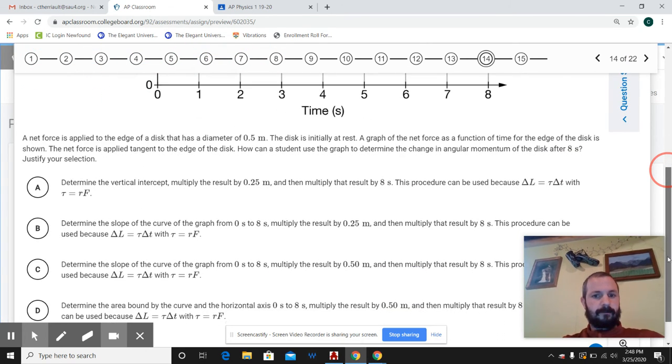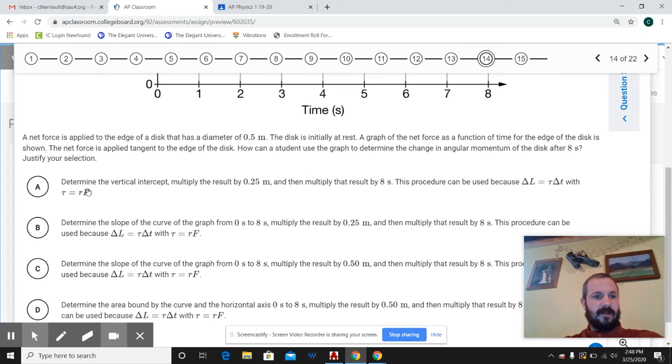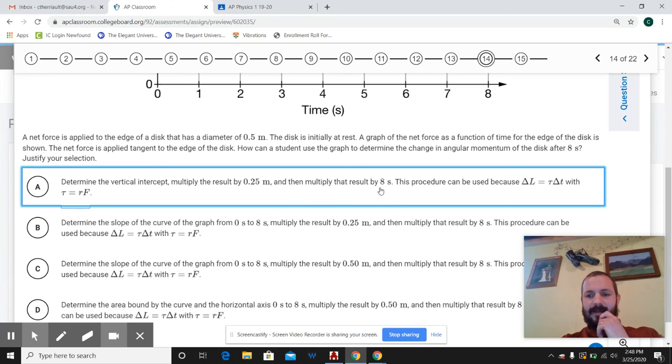angular momentum. And then we come to this answer: determine the vertical intercept force, multiply by the radius, and then multiply the result by 8 seconds. This procedure can be used because change in angular momentum equals torque times time with torque equals RF. Great.